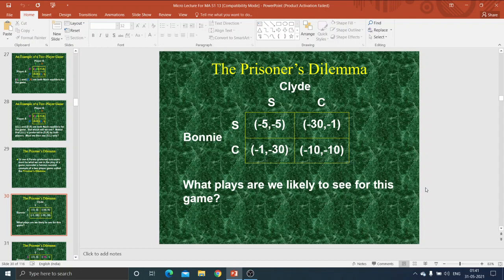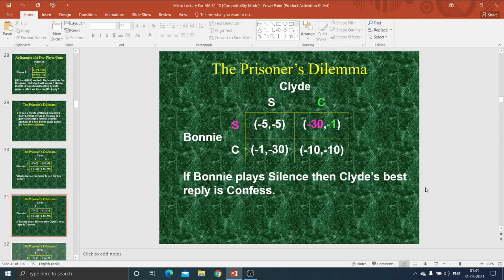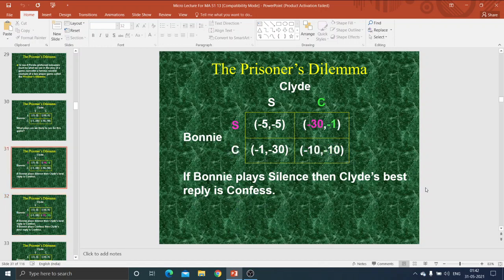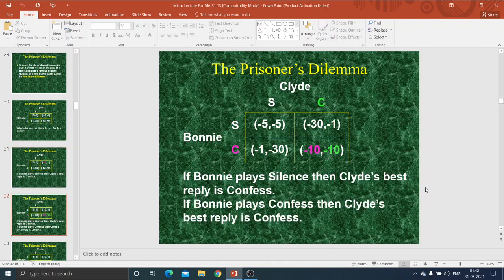Now if both confess, then both had involvement, and they will be sent to jail for longer than in the silence example. So what plays are we likely to see for this game in that context is the question. Suppose Bonnie is silent and Clyde confesses. What happens? If Bonnie is playing silence, then Clyde's best reply is confess. Now if Bonnie plays confess, then Clyde's best reply is also confess.